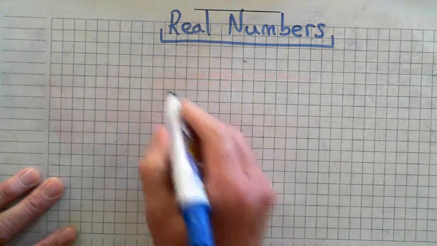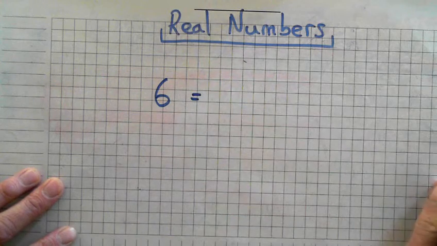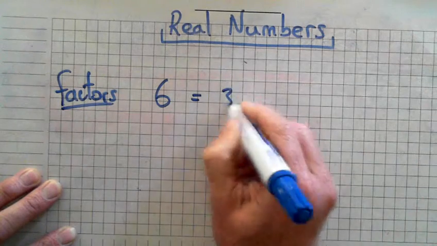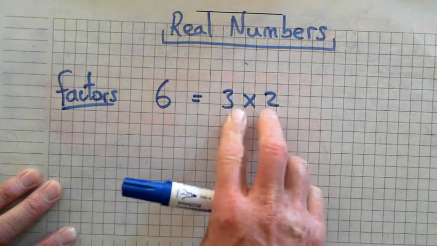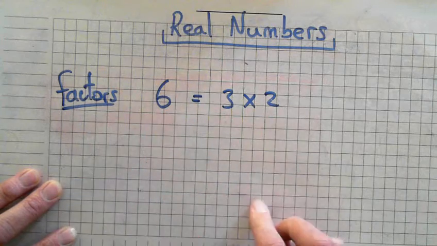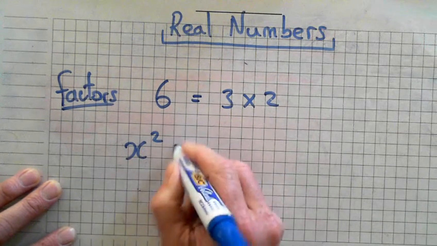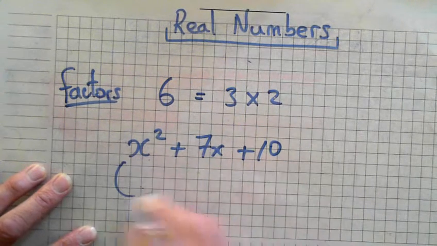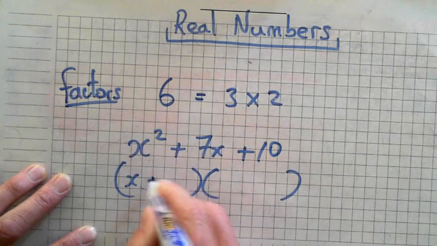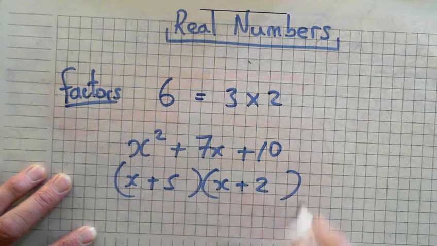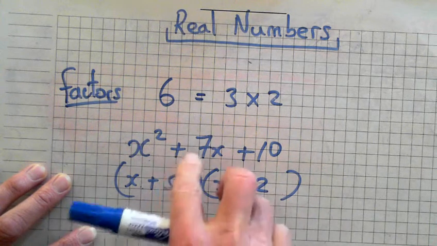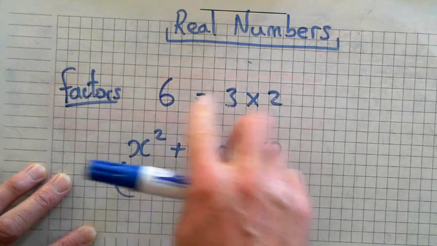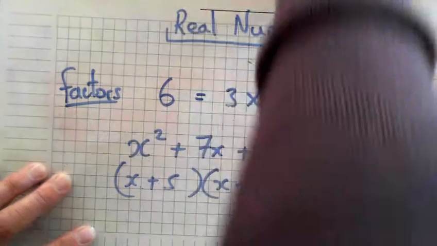Factors, we did that. What are the factors of 6? Alright, so it was 3 by 2. So you multiply the two factors, you get 6. What were the factors of x squared plus 7x plus 10? It was x plus 5 times x plus 2. These are factors. If I multiply factors, I get my original sum.